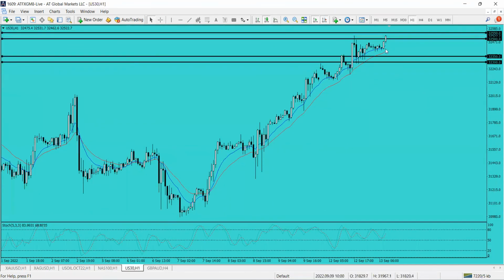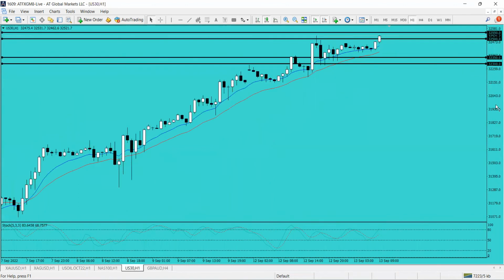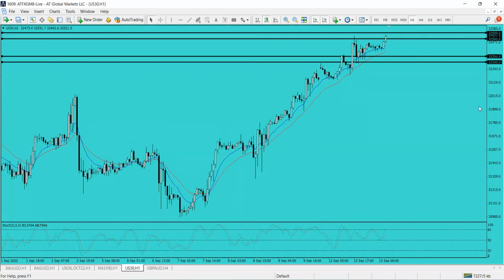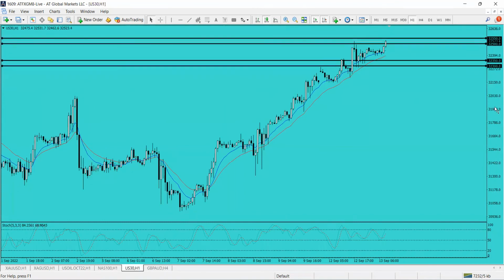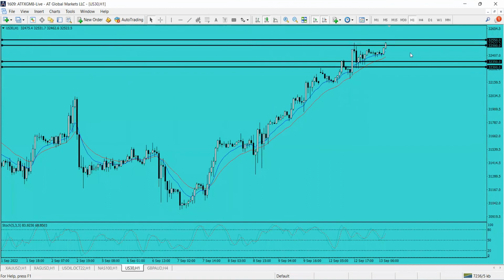What are the levels that we need to pay attention to for Dow Jones? The price levels that we need to pay attention to, number one, is 32,500, and of course 32,350. As you can see, the price of Dow Jones is beyond 32,500, so it means it might target 32,550 for the day.